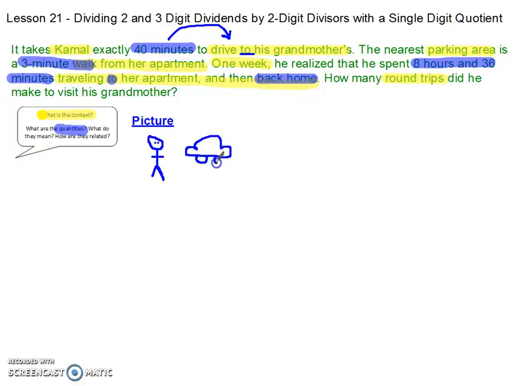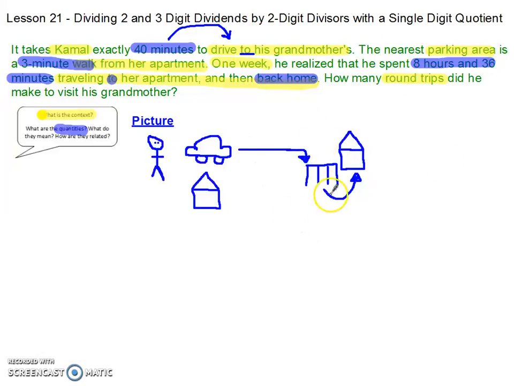He is traveling from his house to his grandma's house. And then he has to actually park in a parking garage. So I'm going to draw like a little parking lot. And then he actually has to walk from the parking lot to his grandma's house. So I'm actually going to change my arrow up here to represent that he's not driving to the house, he's driving to the parking lot.